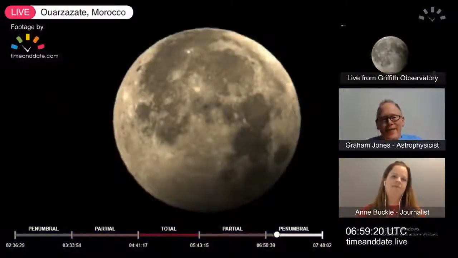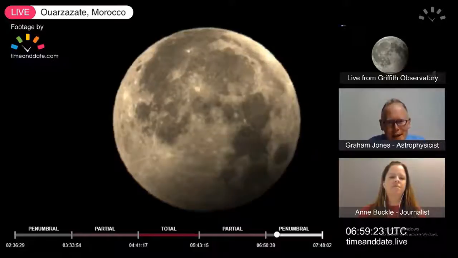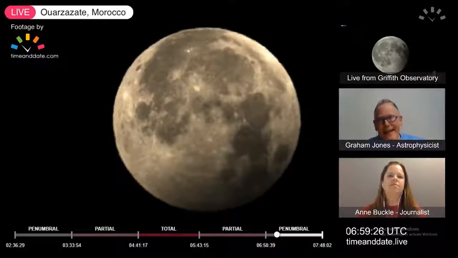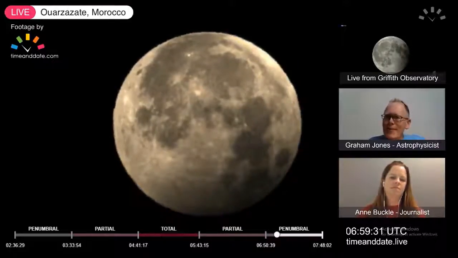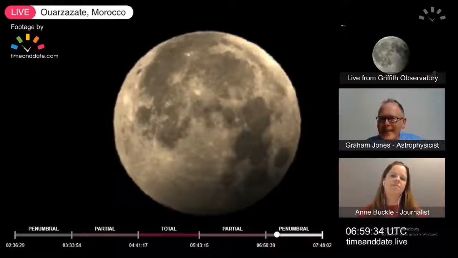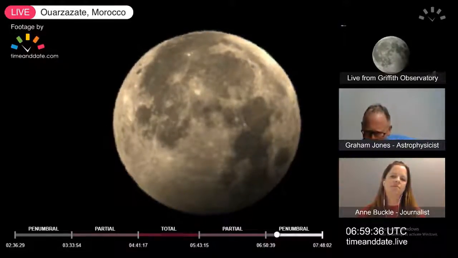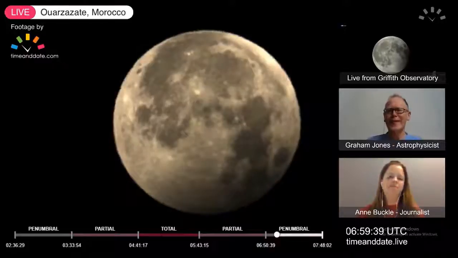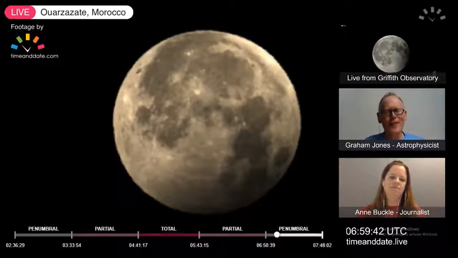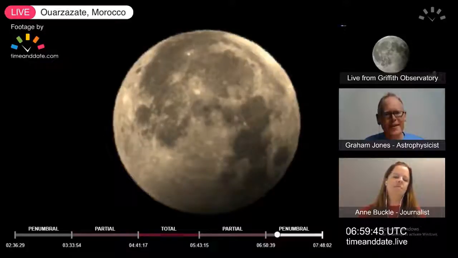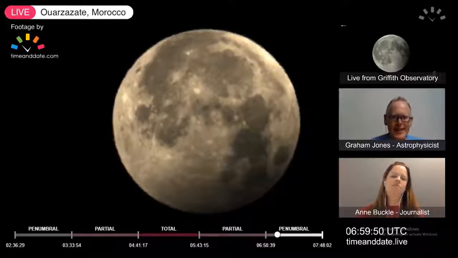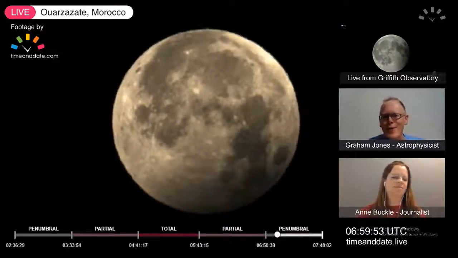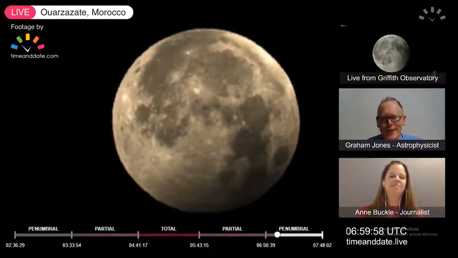And the same thing happens with the moon. When it gets very low down on the horizon, it can also turn a reddish color. So as we keep an eye on the moon as it's setting in Morocco, because we're coming up to 8 o'clock in the morning in Morocco, the moon is getting very close to the horizon. It may be turning a slightly reddish tinge again. Nothing to do with the eclipse. This is simply to do with the moon getting down close to the horizon.